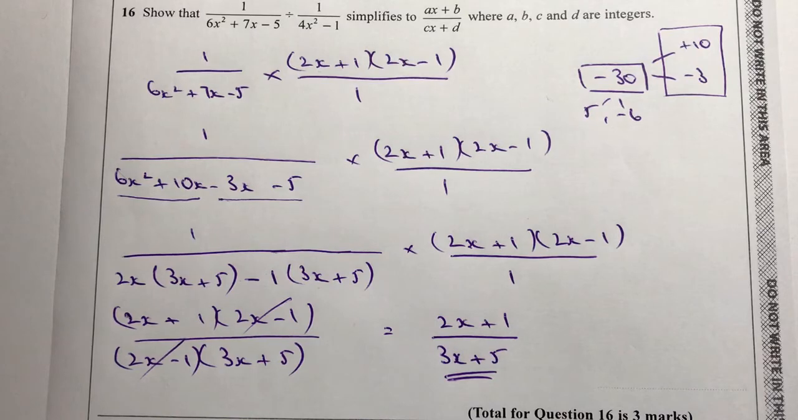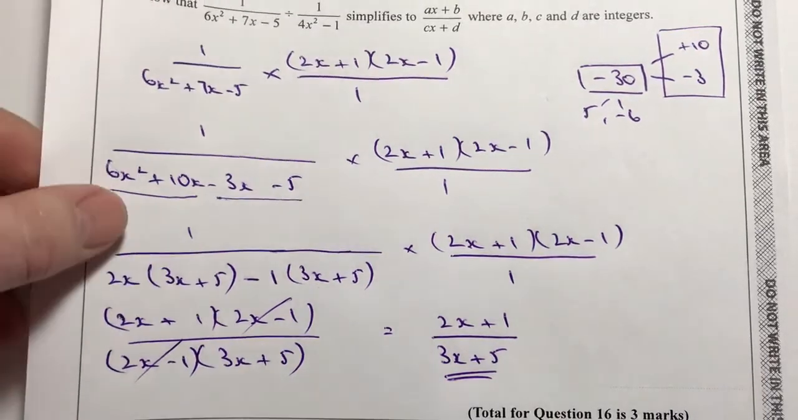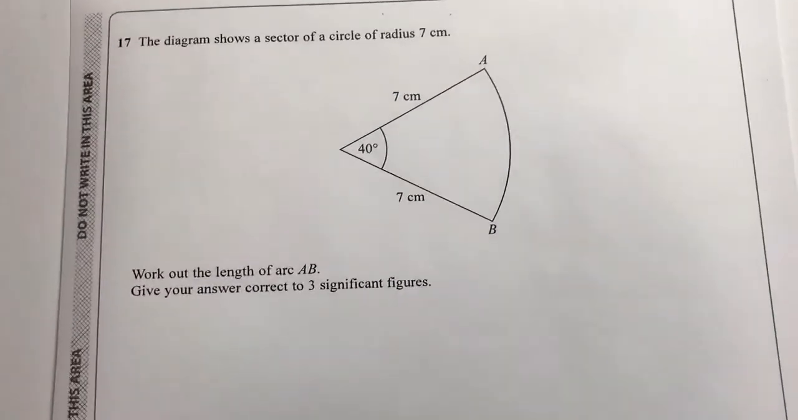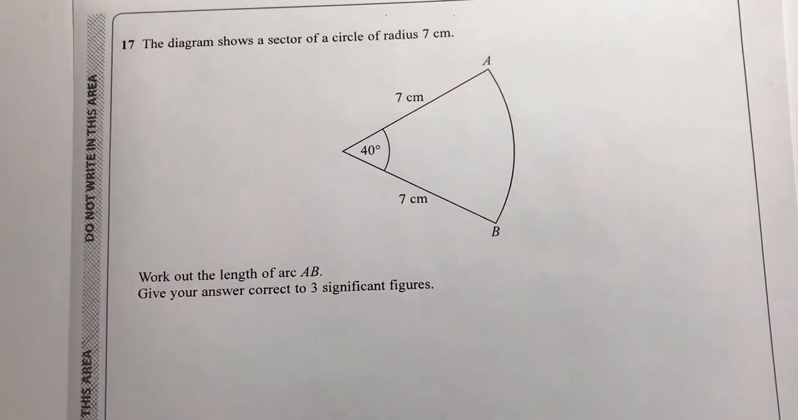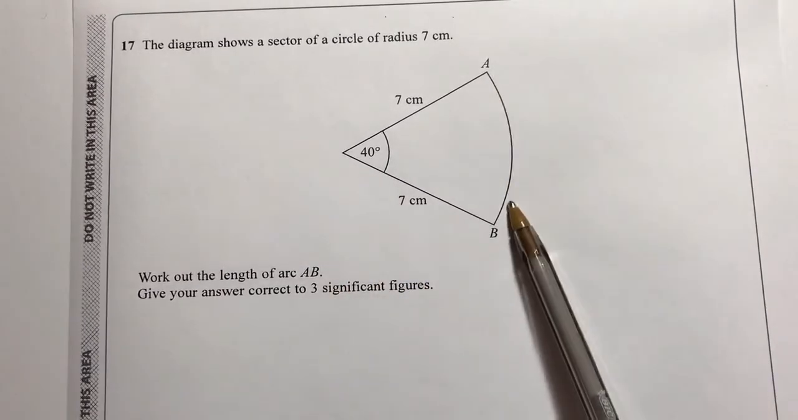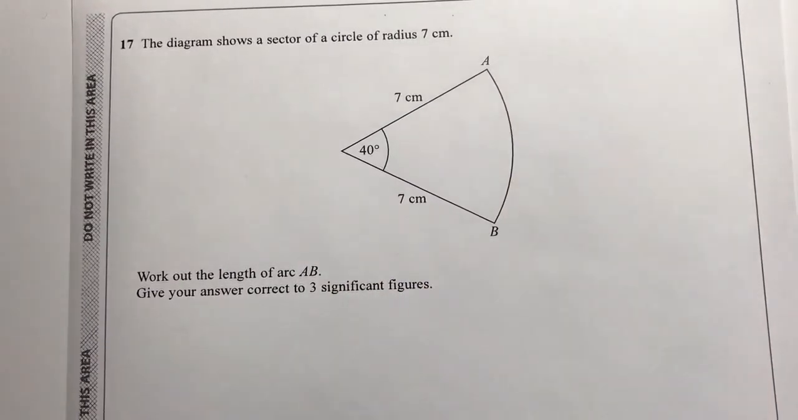We're not going to take much of a breather, I'm afraid. We're going to go straight on to question 17. But again, you might want to stop the video and just have a go at this particular question. Okay, so it says work out the length of arc AB. So this is this arc length along here. All right, not too bad, these sorts of questions.